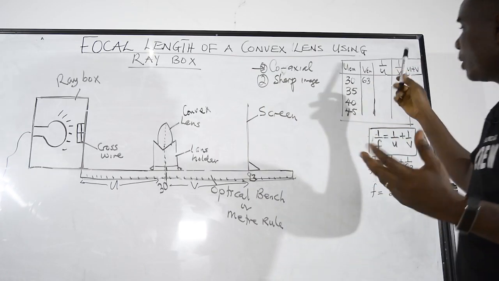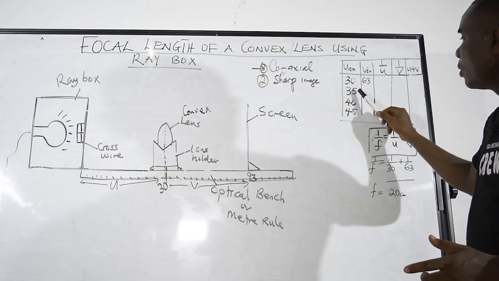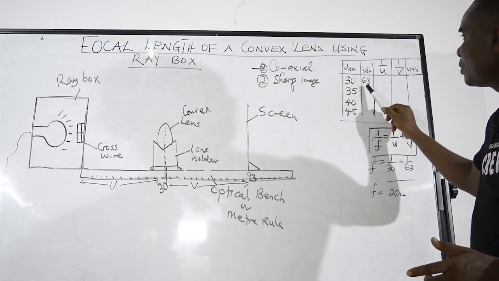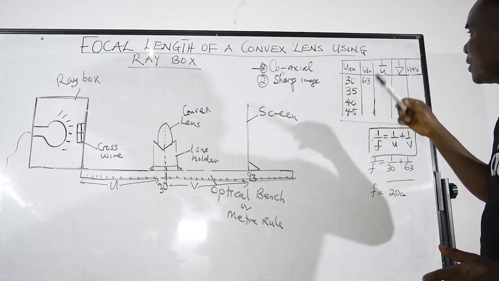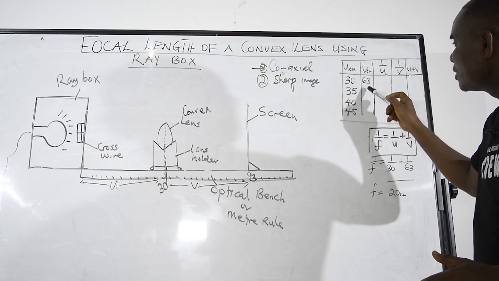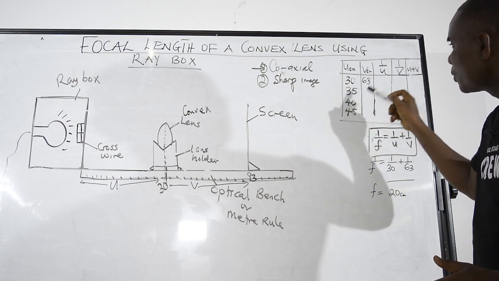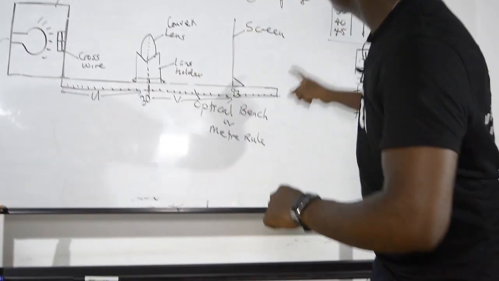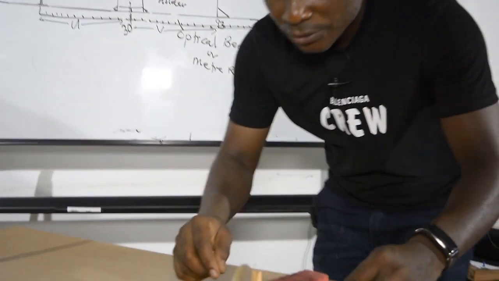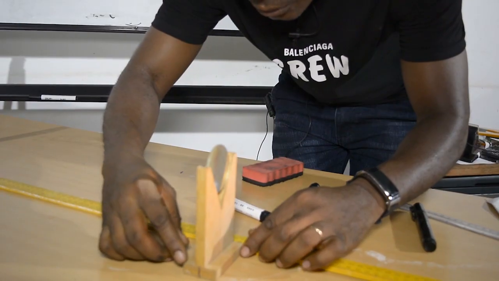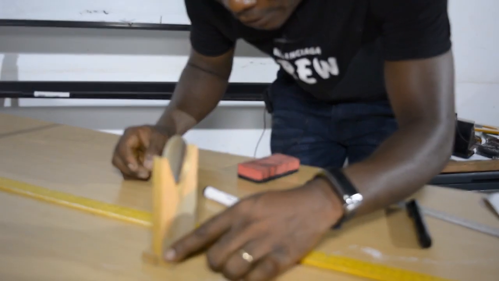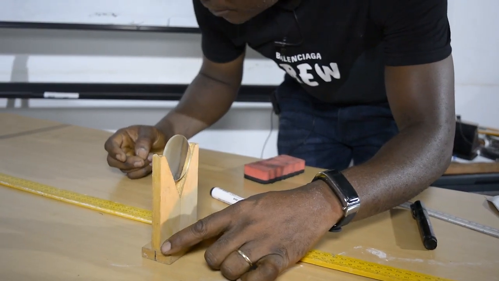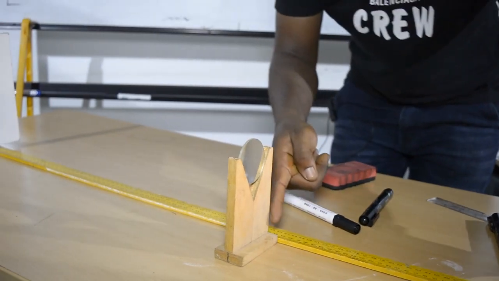So in the exam, you'll be required to increase the object distance and see what will be happening to the image distance. Is it that the image distance is going to be dropping? So let's see. I'm moving this from 30 now to 35. So 35 is somewhere there. The object distance is 35.